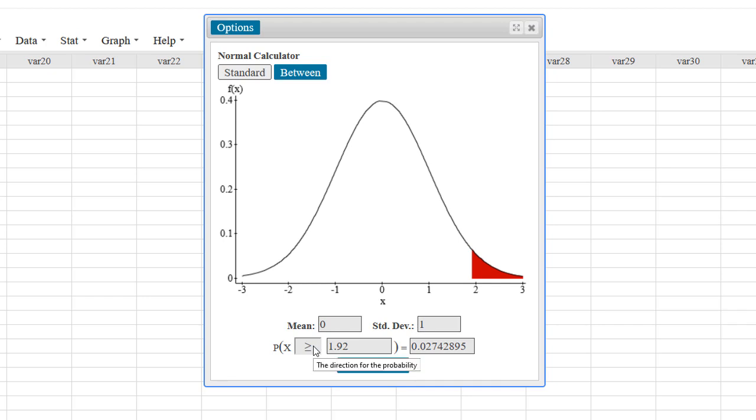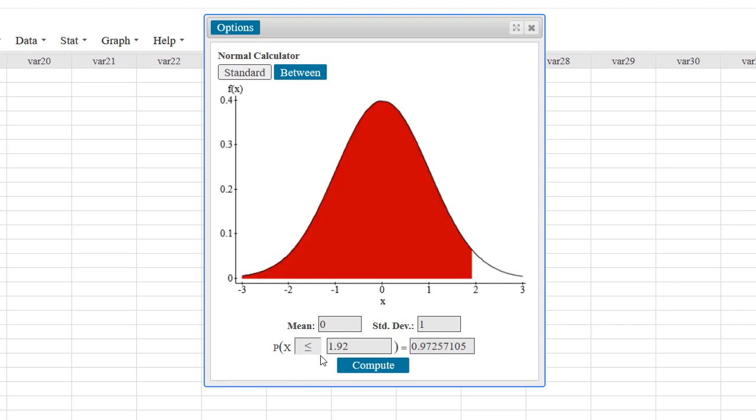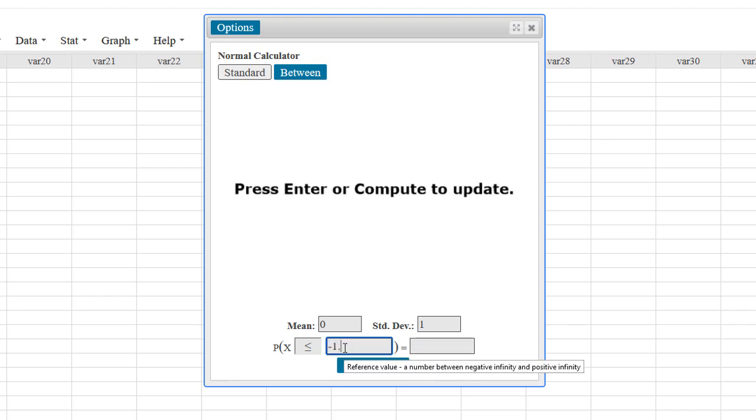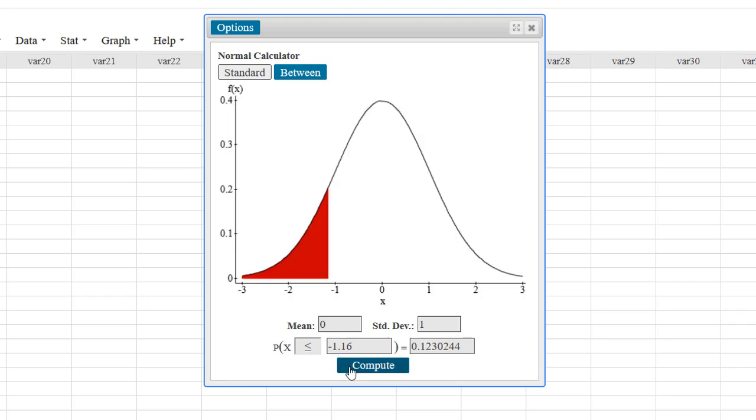Number 7 is less than or equal to a negative 1.16. So we change this to a less than or equal to. We type in a negative 1.16. Hit Compute, and again we get the same answer as before.